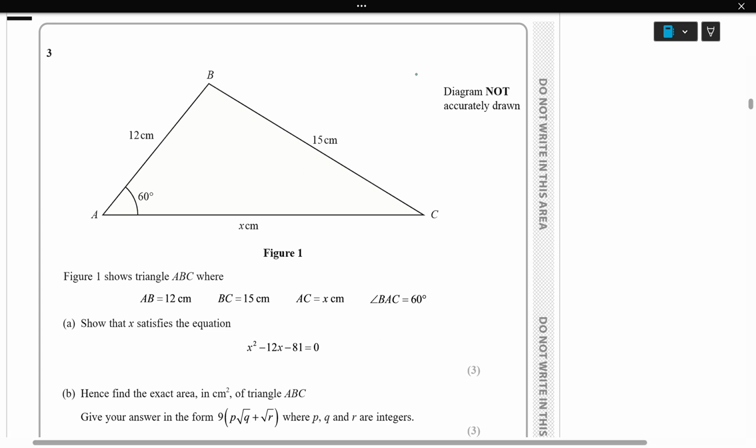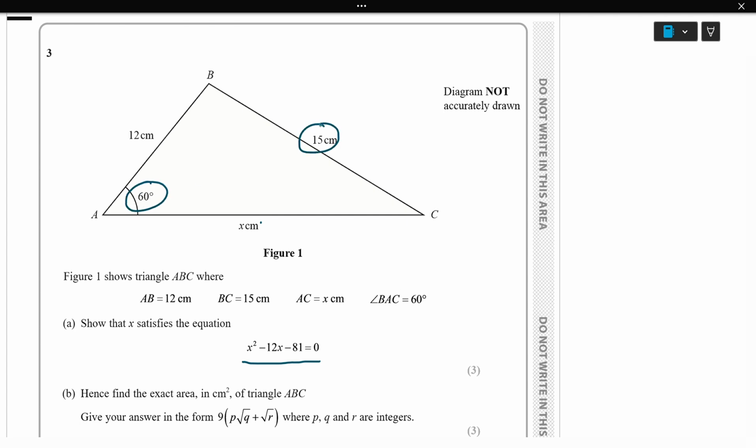Here is question number 3. A triangle's sides were given. Show that x satisfies the equation x squared minus 12x minus 81 equals 0. There are no two angles, we need to find x, so I'm using the cosine rule. Here is the angle and here is a side given, so I'll start from 15.